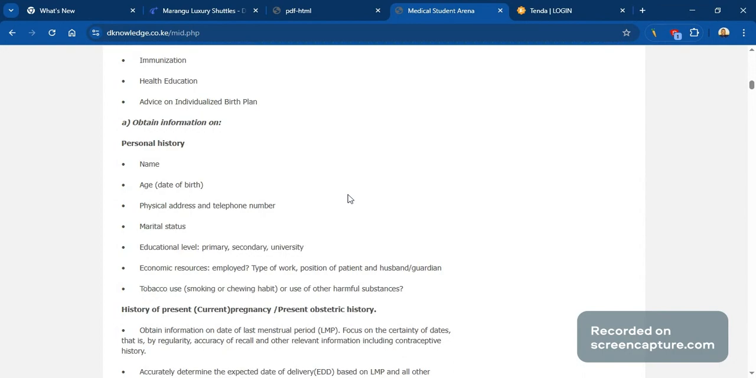So personal history, we normally start with biodata: name, age, physical address, telephone number, marital status, education level, primary, secondary, university. Nowadays, you ask a mother the education level, she tells you secondary, form 4. Some are even class 8 dropouts. So you're also supposed to be keen whether they're lying to you or not. Because you might assume, because this person is in secondary, oh, this one is a wonderful one.